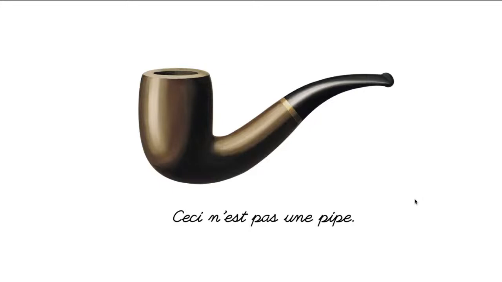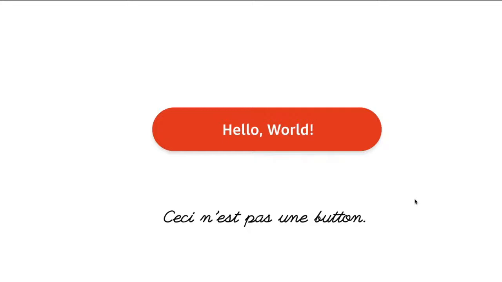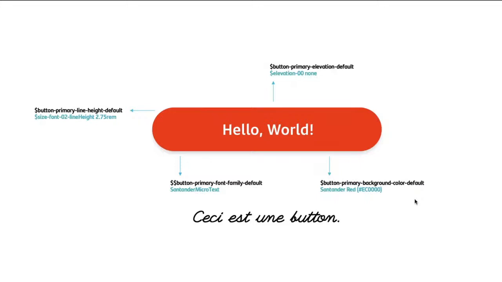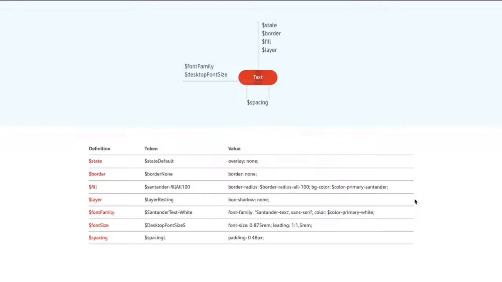Ceci n'est pas une pipe. This is not a pipe. This is a representation of a pipe. So in design, in the same way, this is not a button. This is a button. And a button is made out of different variables that build that button. Indeed, design tokens are agnostic transversal variables. So in that way, every button is made of different tokens with several values.